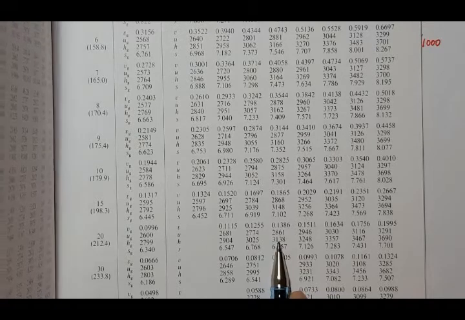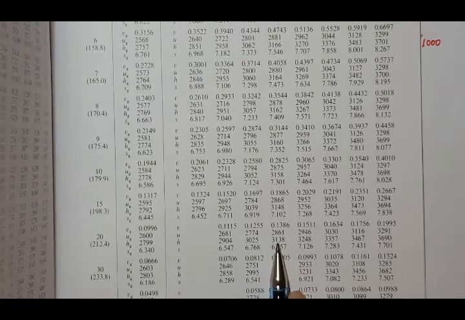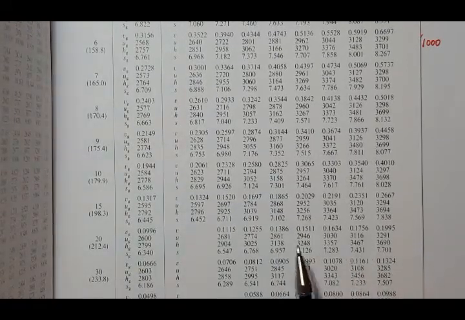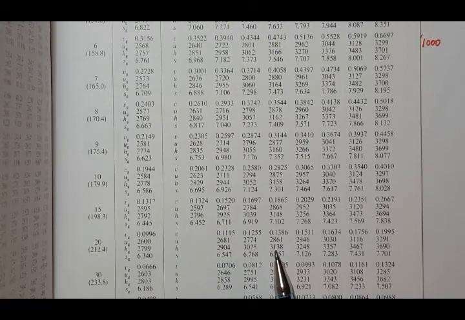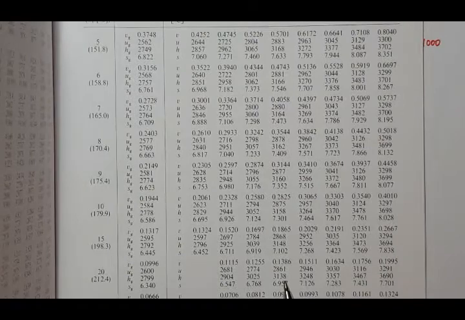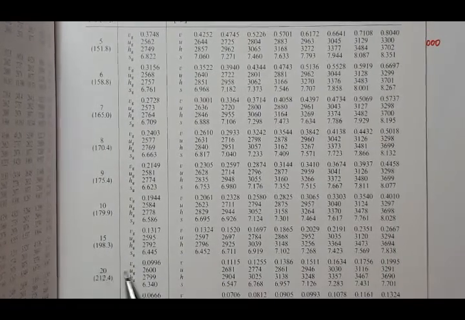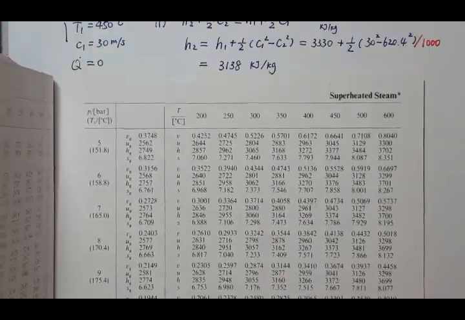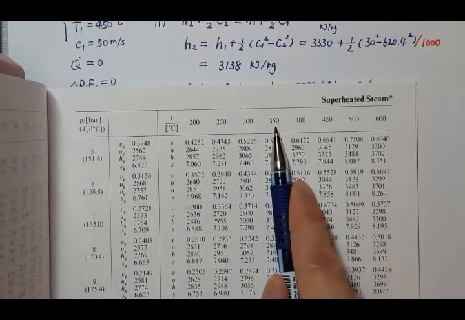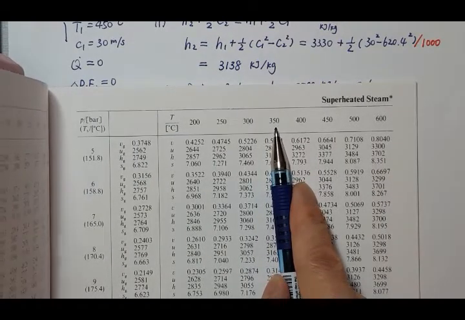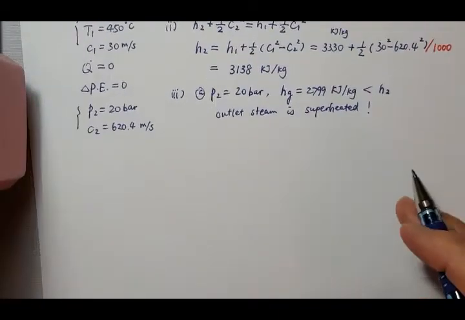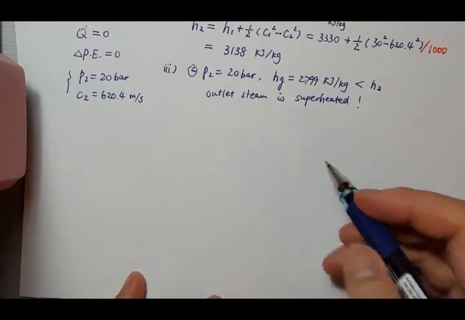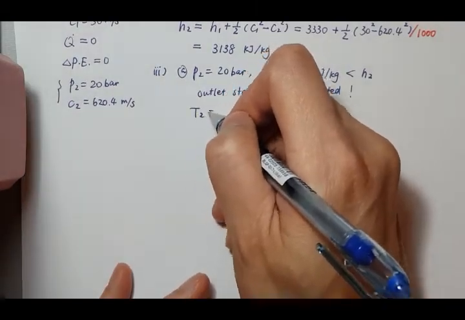So this is actually another way. This is not the normal way we use, but it's another way to find out: if the specific enthalpy is given as 3138, as we calculated, then we know that it's under 20 bar. If we look upwards, then we know that the temperature is actually 350. So we know that the temperature at the outlet is 350.